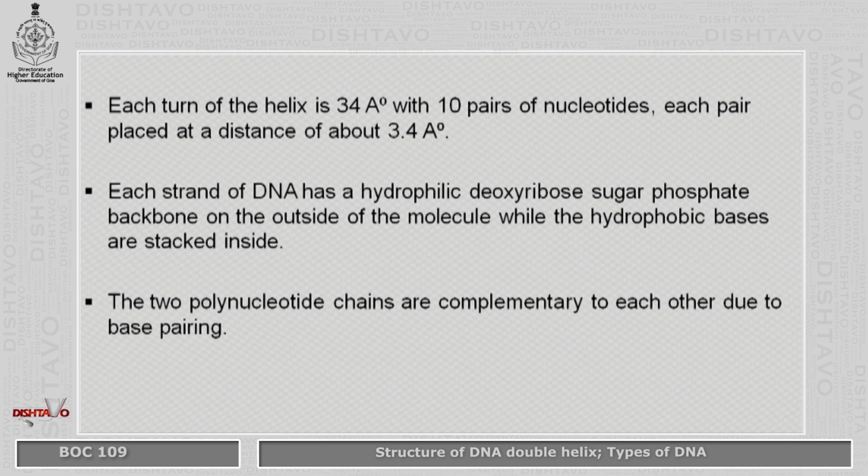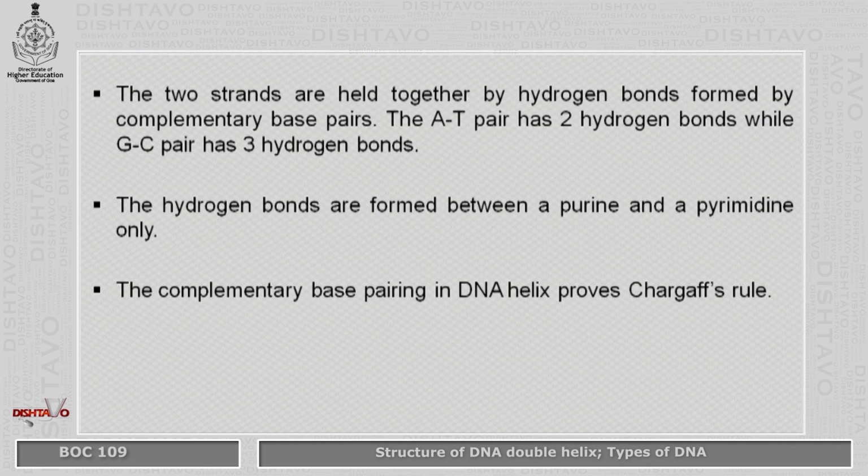Each strand of DNA has a hydrophilic deoxyribose sugar-phosphate backbone on the outside of the molecule, while the hydrophobic nitrogenous bases are stacked inside. The two polynucleotide chains are complementary to each other due to base pairing. The two strands are held together by hydrogen bonds formed by complementary bases. That is, adenine will pair with thymine and it has 2 hydrogen bonds, while guanine will pair with cytosine and it has 3 hydrogen bonds.